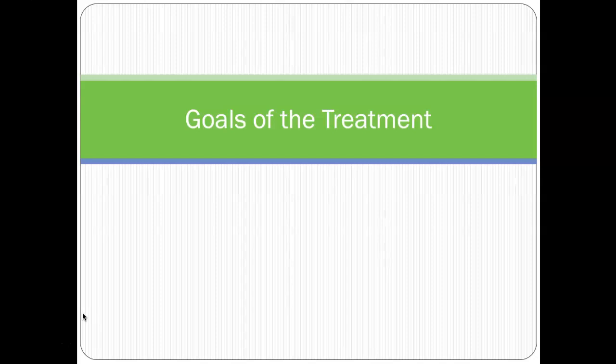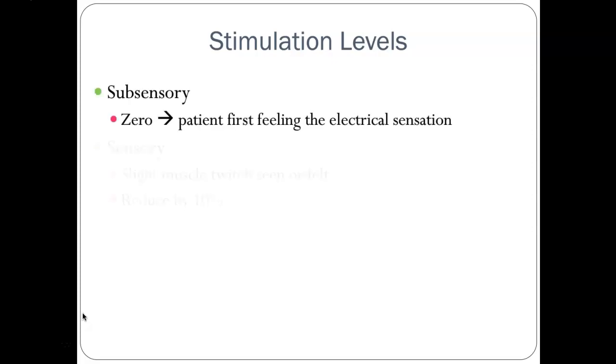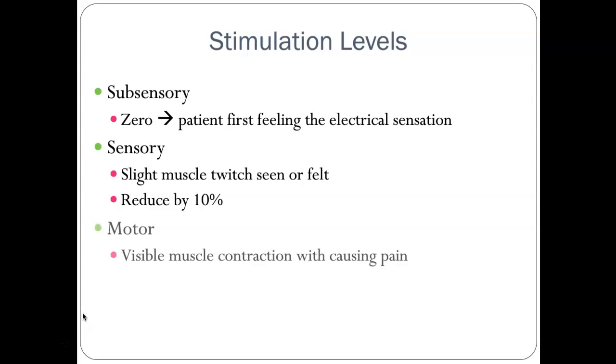So this shouldn't take long, but let's talk about the goals of the treatment. When you're applying an electrical modality, what should you be considering? The first thing is, what level do you want to stimulate that patient to? In other words, what physiological changes do you actually want to see, right? So there are 4 different levels that we could aspire to stimulate to.